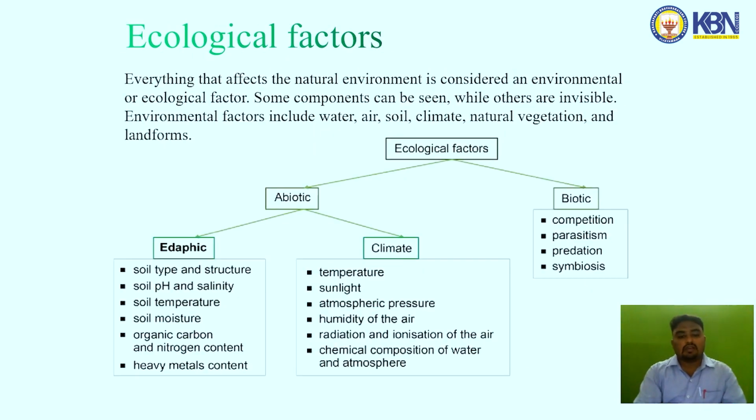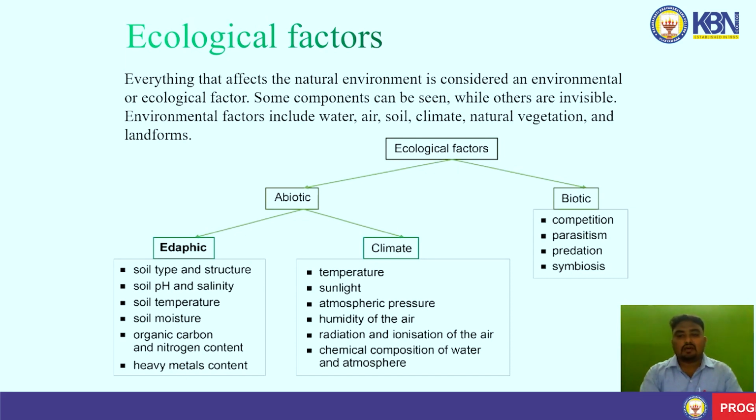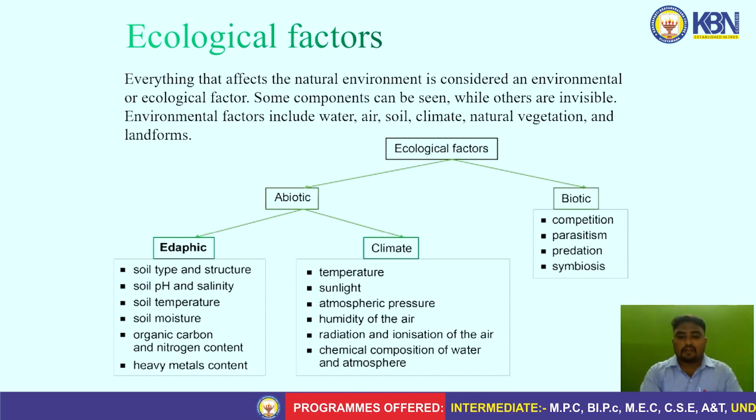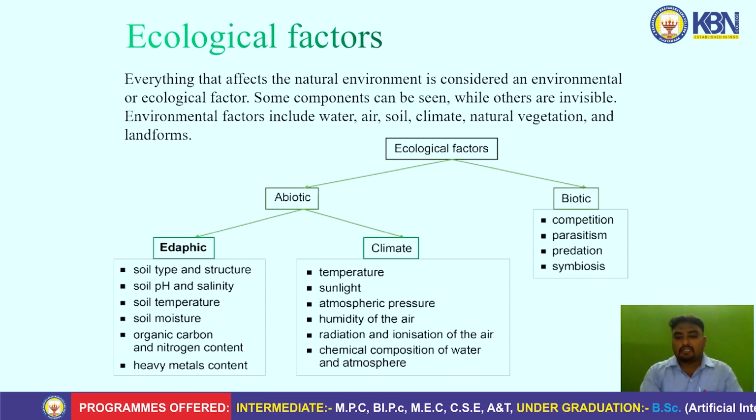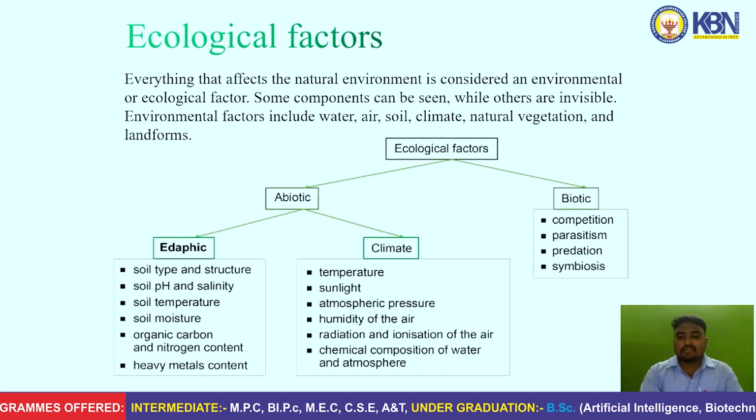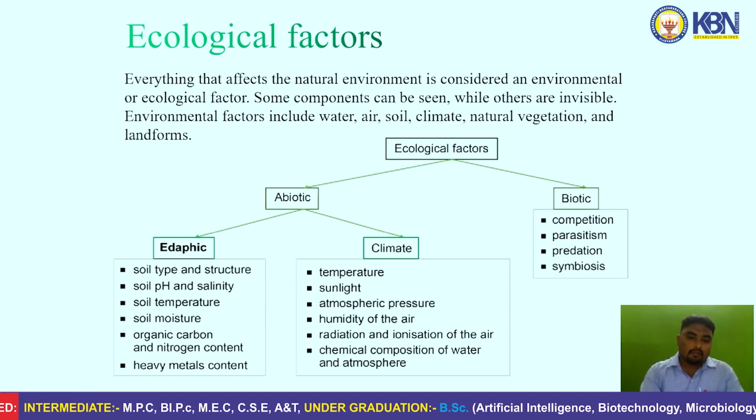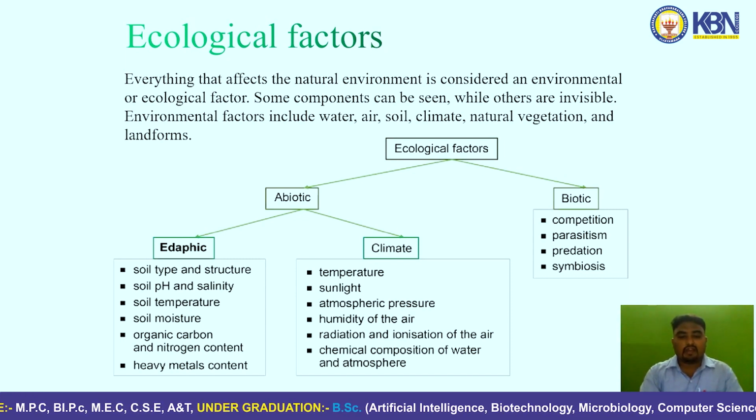The ecological factors: everything that affects the natural environment is considered an environmental or ecological factor. Some components can be seen while others are invisible. The environmental factors include water, air, soil, climate, natural vegetation and land forms. The ecological factors are of two types: abiotic and biotic. Biotic factors are competition, parasitism, predation and symbiosis. The abiotic factors are of two types: edaphic and climatic.